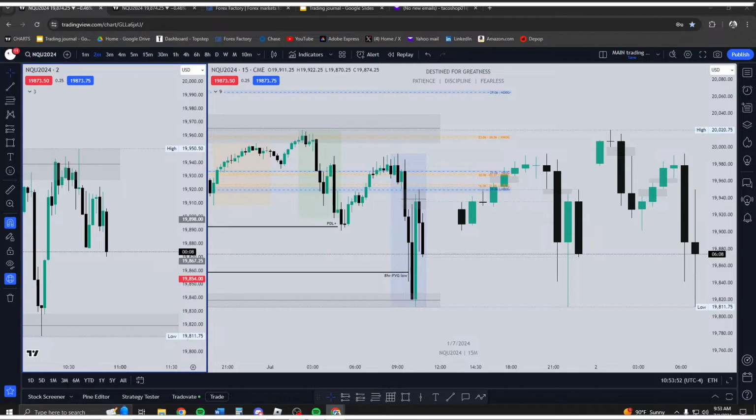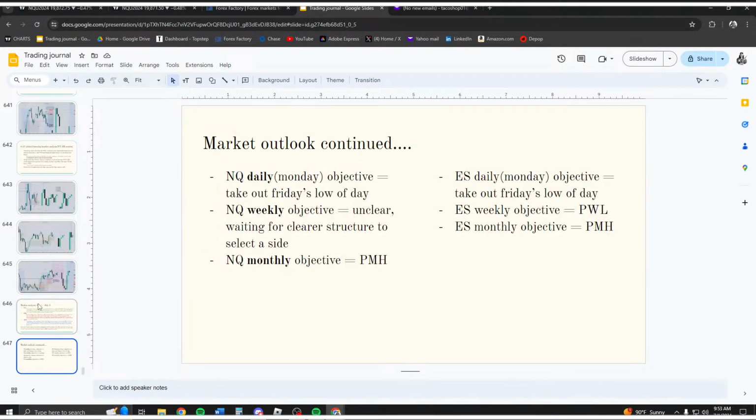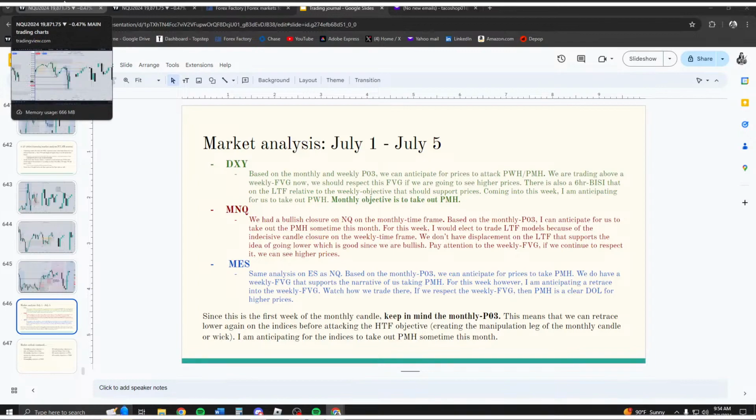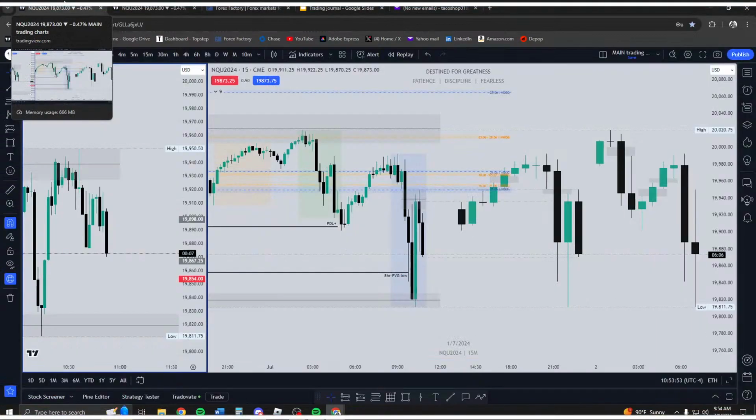Like I said, our draw on Dixie, on the dollar, was to take out previous week's high, and if we do take it out today, then it'll be interesting. If we go higher on the dollar, should we be going lower on the indices? The answer is yes.